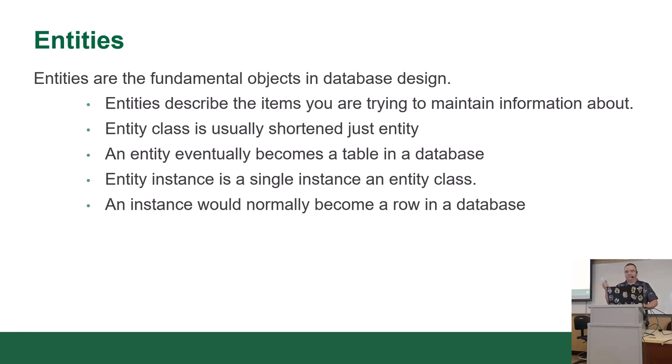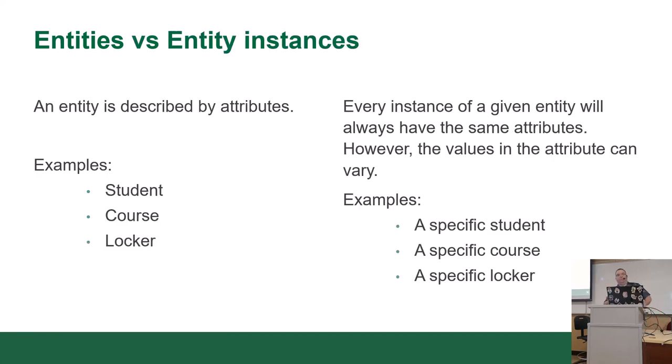Now, in a moment, I'm going to talk about attributes. But essentially, every entity is described the exact same way. The information contained in that description will be different, but it's described the exact same way. So an entity is described by attributes. Examples: student, course, and locker. Every instance of a given entity will always have the same attributes. The values can vary. For example, a specific student. Each of you has a different name. Each of you has a different student number. Each of you has a different phone number, most likely. A specific course, a specific locker, that kind of thing.